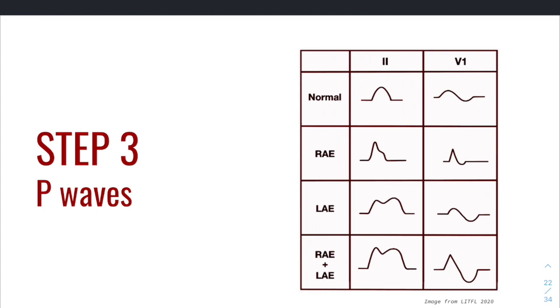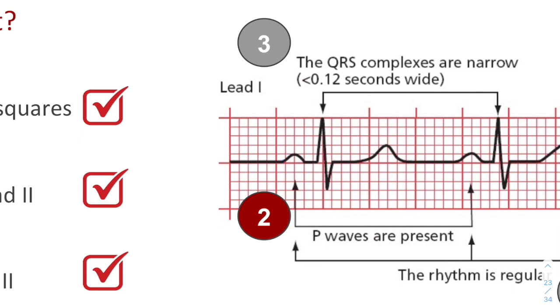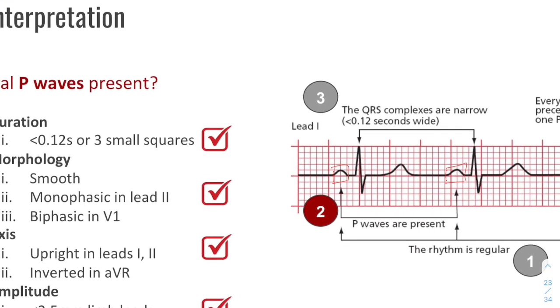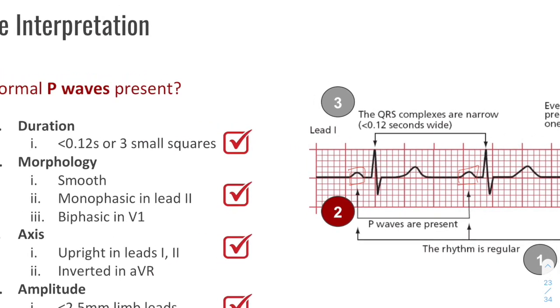Next thing to do is P waves, and this is just giving you some examples of what your P waves might look like, and of course, in different leads, we have different morphologies for P waves. There are a couple of check boxes we want to hit with our P waves. Are they present? So you're looking for a bump, a positive deflection like this, going across your ECG tracing. And then the other thing to look at is the duration. Is it less than 3 small squares, which would be about 1.2 seconds? That's the normal duration for a P wave.